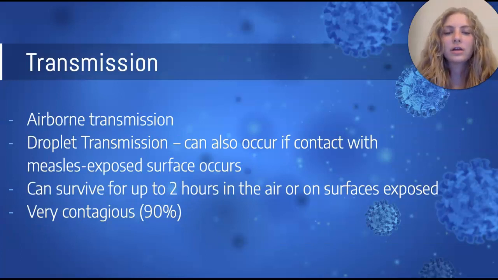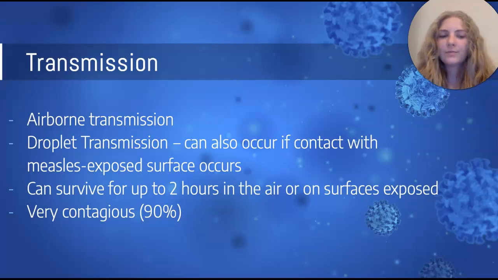Transmission, like I said earlier, occurs via airborne transmission or droplet transmission. The droplets and particles in the air can survive for up to 2 hours. Measles is a very contagious disease, with about a 90% infection rate. So if you have measles and you're in a room with 10 people, it's very likely that you will end up infecting 9 of those 10 people.